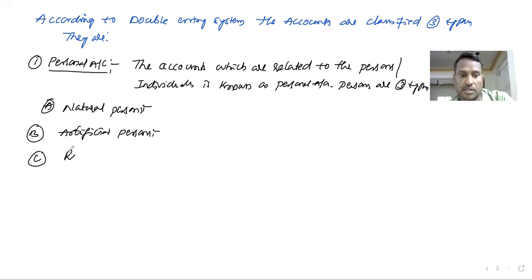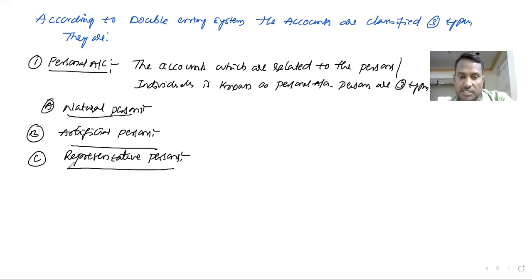Three: natural, artificial, and representative persons. Okay, let me give some examples of these three persons properly. Natural persons means we all are natural persons. The businessman or an accountant has to open some account on the natural persons, for example Ram, Robert, Rahim. Any individuals are part of the natural persons only.